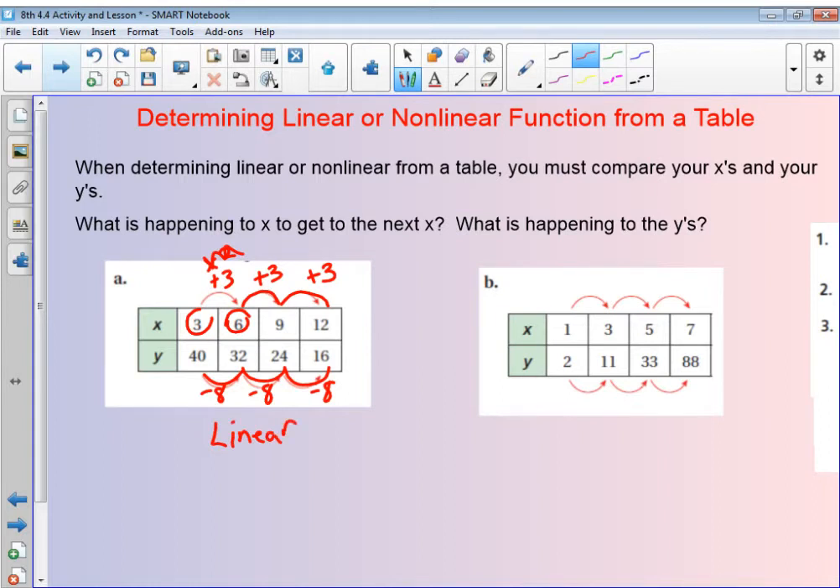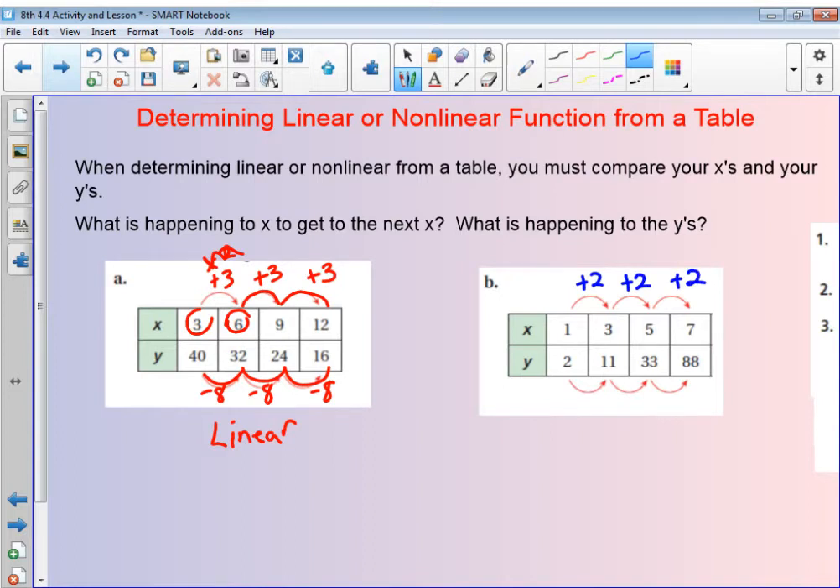Okay. So letter B, let's go ahead and check once again to see if we have the same pattern happening between all of our x's, and then also a constant pattern happening between our y's. So let's see, from 1 to 3, we would be adding 2. From 3 to 5, adding 2. And from 5 to 7, we would be adding 2. So there we've got a constant pattern.